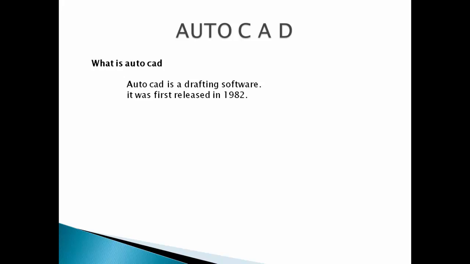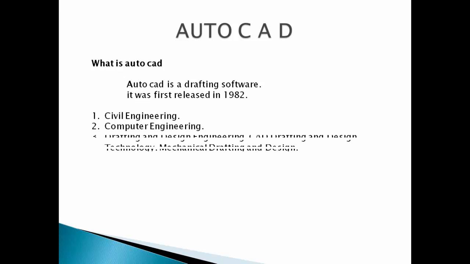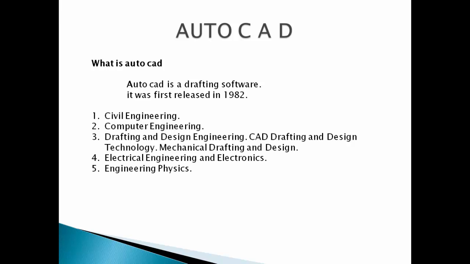It improved over time, and the files were DXF files. After that, AutoCAD has improved a lot with time. So then we have this AutoCAD. It's used by civil engineers, computer engineers, and mechanical engineers, of course, then electrical engineers, and physics engineering. AutoCAD is also used for animation. Then we have industrial engineering, manufacturing engineering, maths, etc.